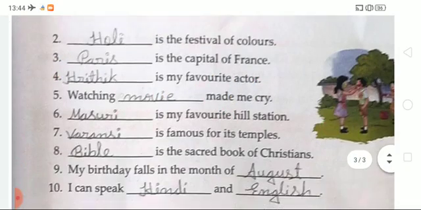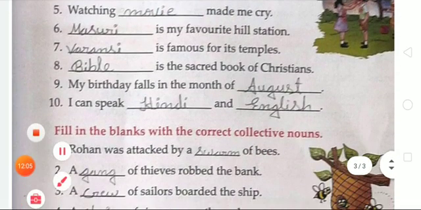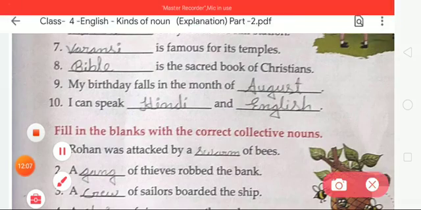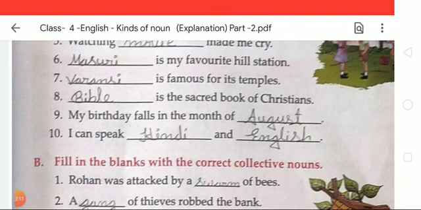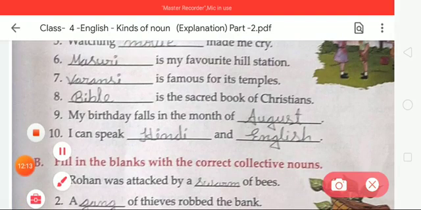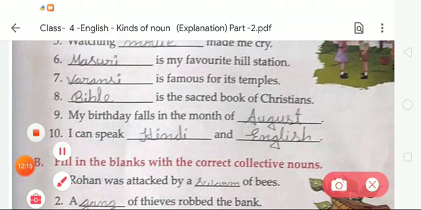Okay student, now the next is dash is my favorite hill station. So we have to write here Mussoorie. My favorite hill station is Mussoorie. So I have written here Mussoorie. You have to write your favorite hill station name. What is the spelling of Mussoorie? M-A-S-U-R-I. Mussoorie is my favorite hill station.